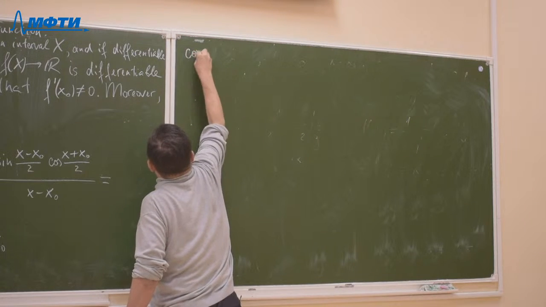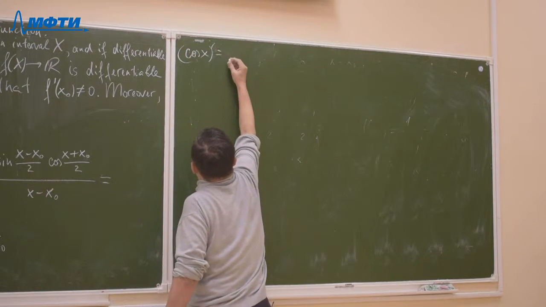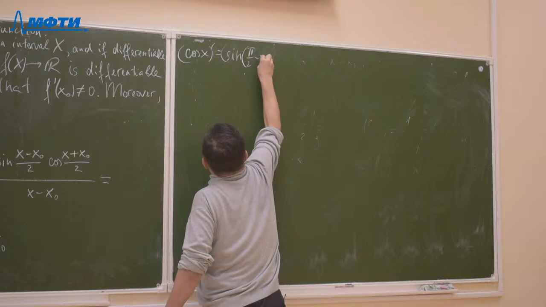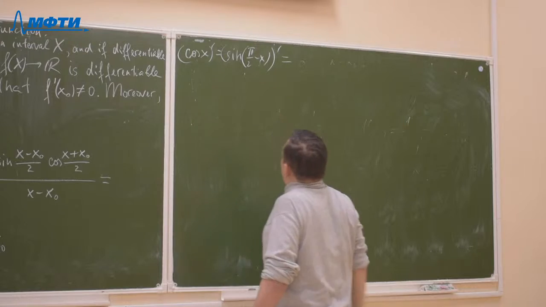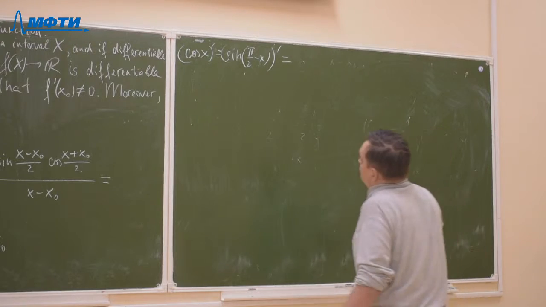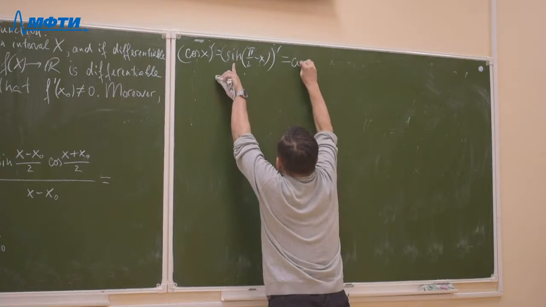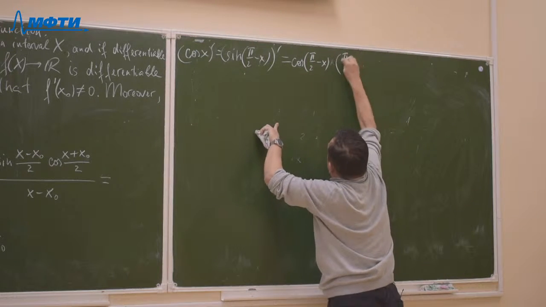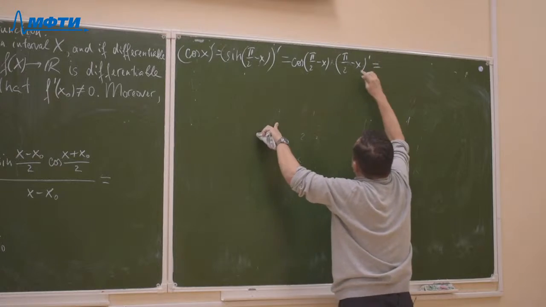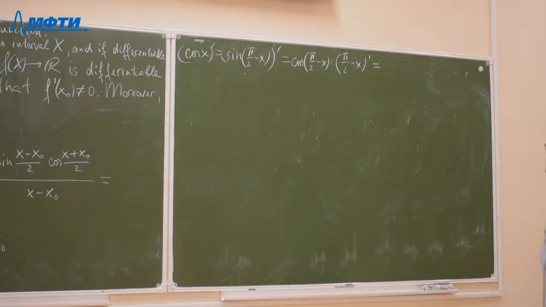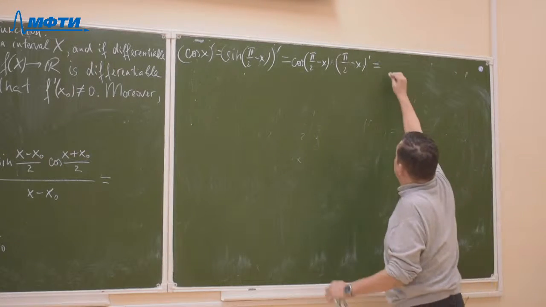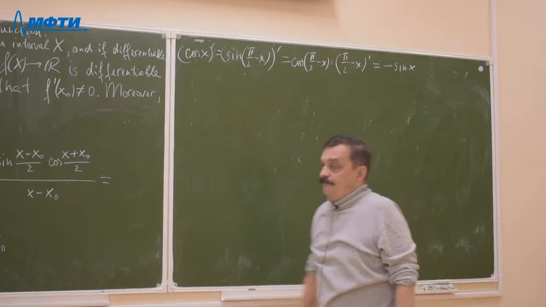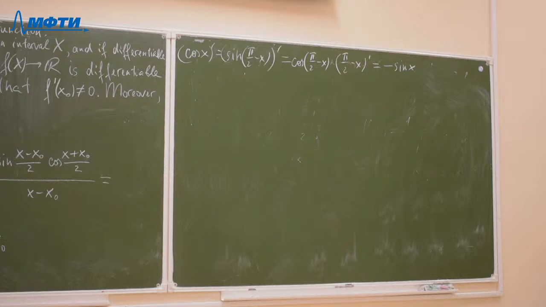Cosine x prime: cosine x is sine of (pi over 2 minus x). And then by the chain rule, the derivative of sine is cosine, times (pi over 2 minus x) prime. The derivative of pi over 2 minus x is minus 1, so we have minus, and here we have sine x. That is how we may proceed here.